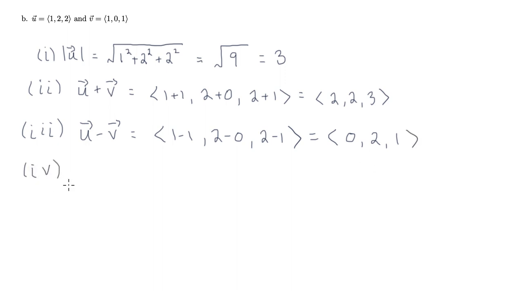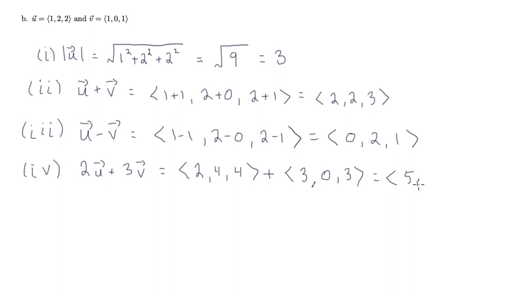Okay, and then for 2u plus 3v, we'll just take twice u, so 2, 4, 4, and then add 3 times v. So remember, just rescaling a vector, we rescale each component. So 3, 0, 3. And this is 5, 4, 7. Just adding the components.